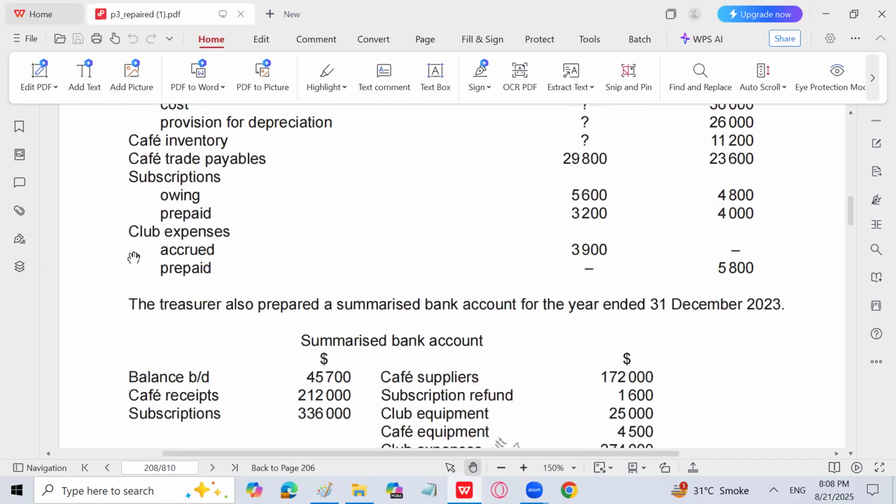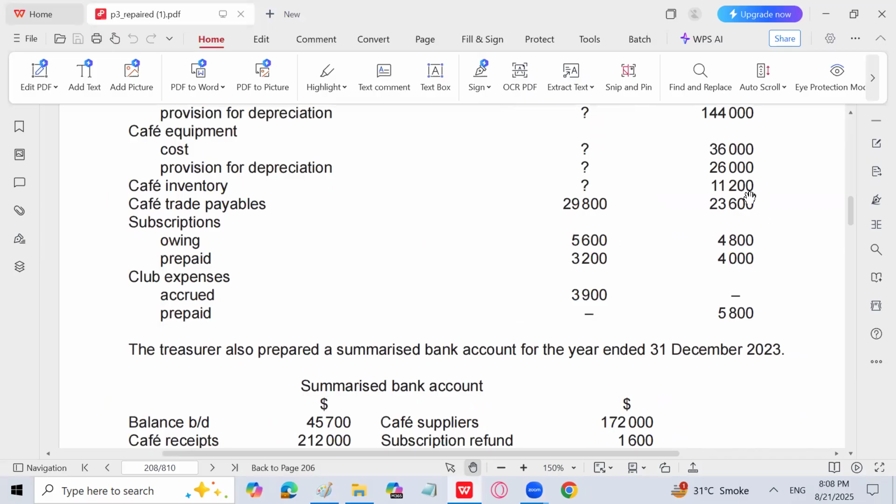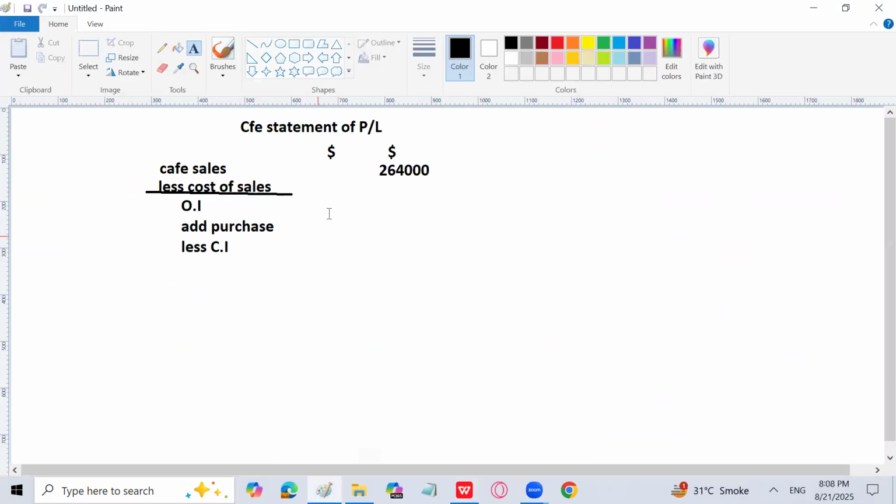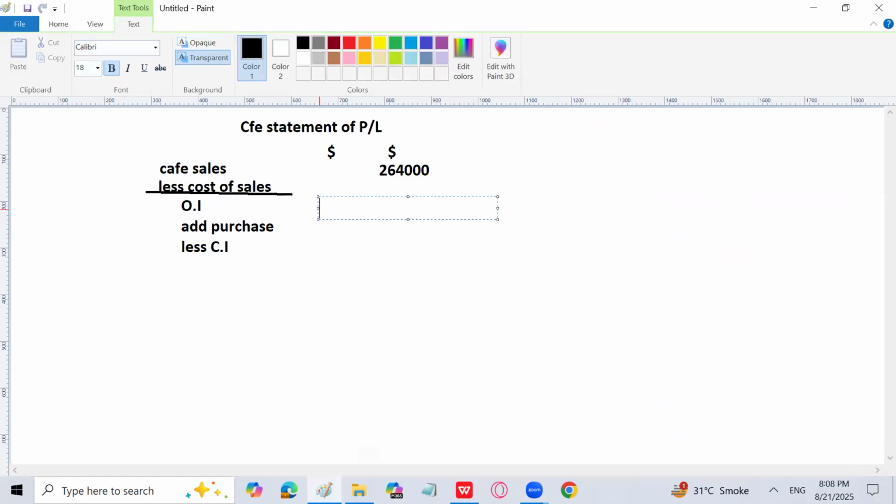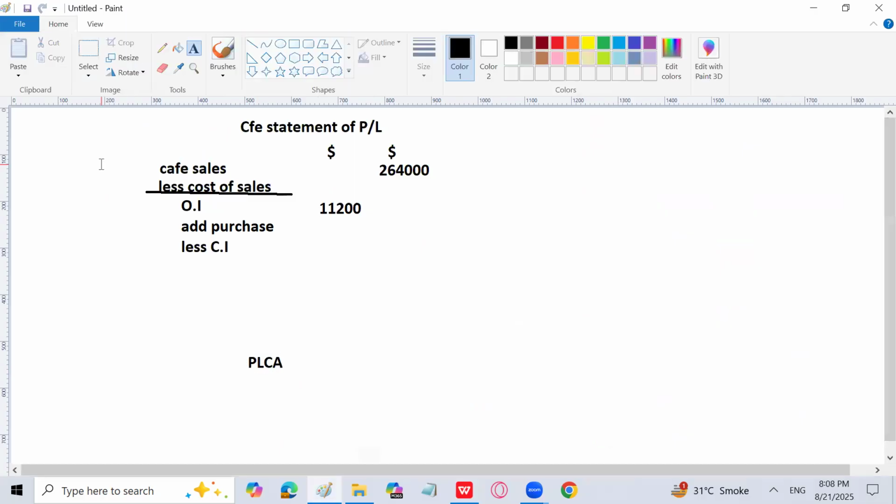Let's see, it is given in the question. Here it is. That is 11,200. So I will write 11,200 over here. Now I have to find purchases. In order to find purchases, I have to prepare PLCA. How come, sir? How are you able to know that we have to prepare PLCA?